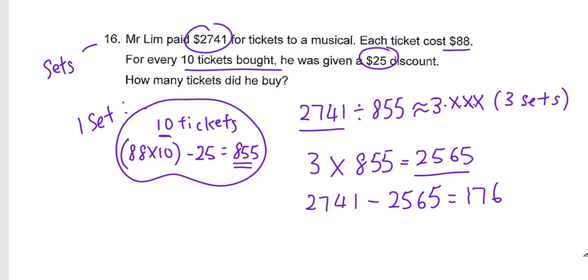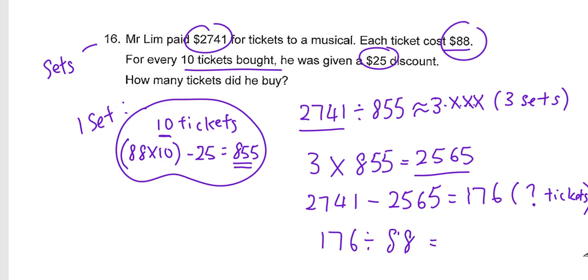Now, my question is, how many tickets can he buy with the 176 left? You know each ticket is $88. Alright, you have a remaining of 176, and each ticket is $88. So it's a very nice number. In the calculator, it will show you that with $176, I can actually buy 2 more tickets.